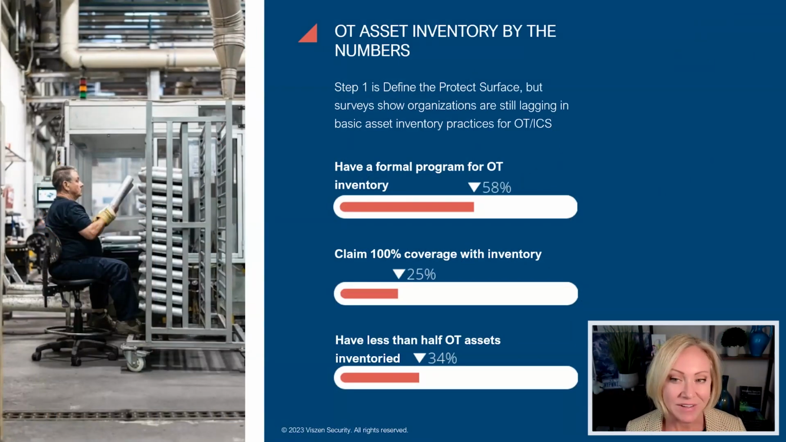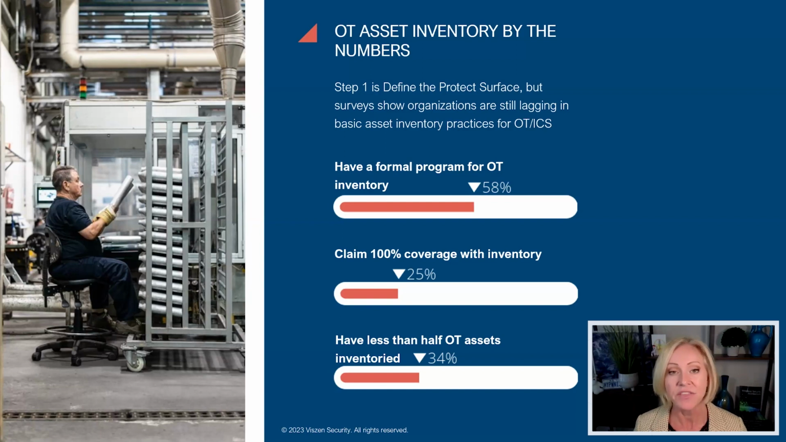So step 1 is defining the protect surface, which I told you was just building an asset inventory. But if you look at the numbers, and these are self-reported, only a little over half of organizations say that they have a formal program for inventorying their OT assets. Out of the ones that have a formal program, we start to backslide a little bit here. How many do they think actually have full coverage? Out of the half-ish, only a quarter of those think they have full coverage, and closer to a third think that they have less than half inventory.